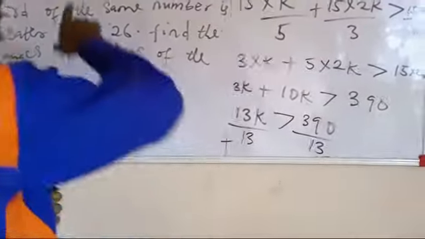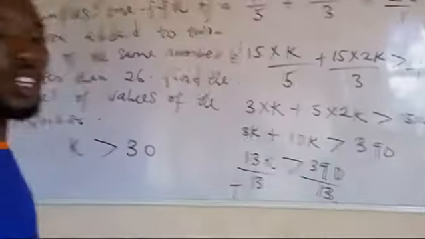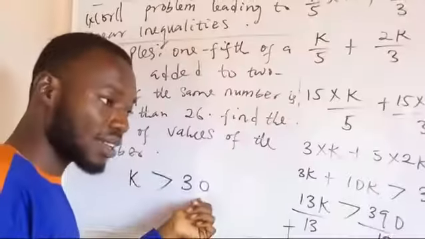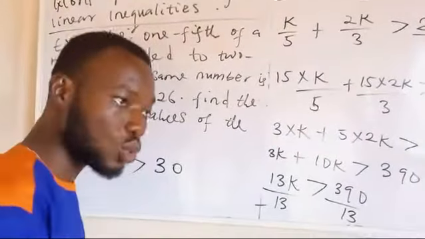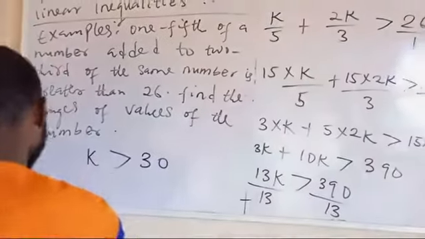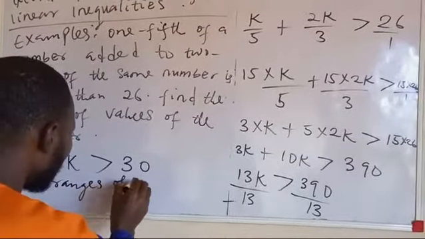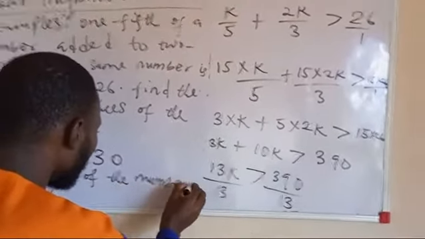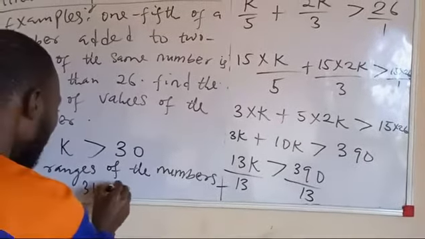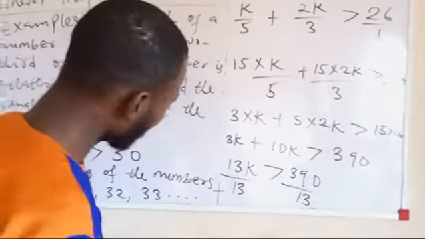They said after the statement, find the range of values of the number. So we say that k is greater than 30. So any number that is greater than 30 ranges from 31, 32, 33, and continues. So the range of the numbers are 31, 32, 33, and continues.